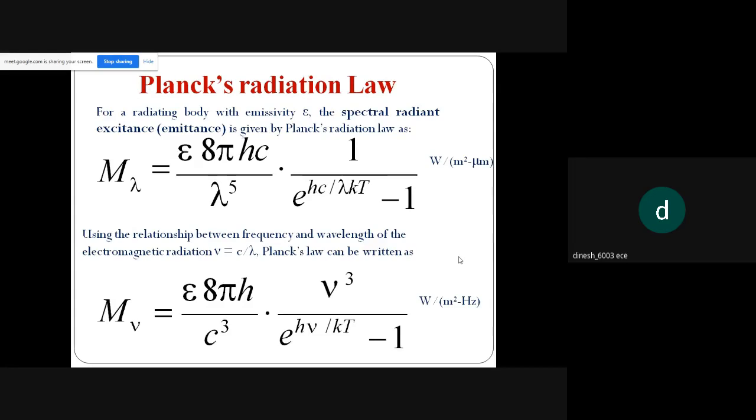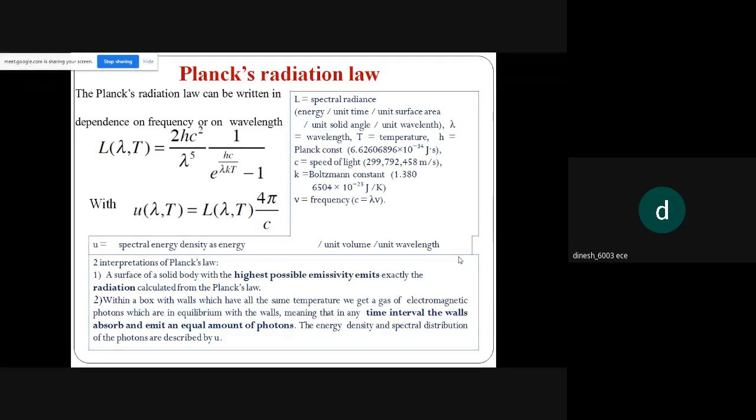Let us see Planck's radiation law. Planck's radiation law can be written in dependence on frequency or wavelength, where L is the spectral radiance, lambda is the wavelength, T is the temperature, h is Planck's constant, c is the speed of light, k is the Boltzmann constant, nu is frequency, and c equals lambda times nu. The spectral radiance at a particular temperature with respect to wavelength is given as 2hc squared divided by lambda to the power 5, into 1 divided by e to the power hc divided by lambda kT, minus 1.